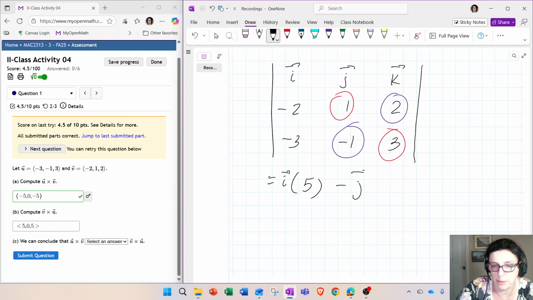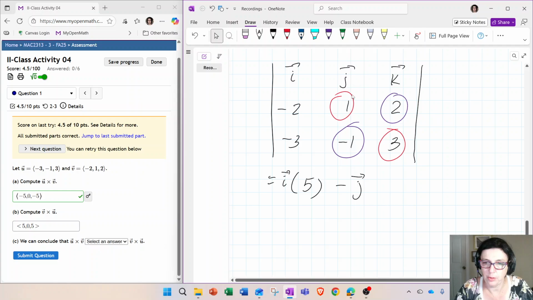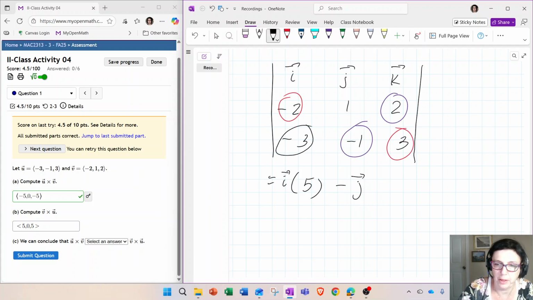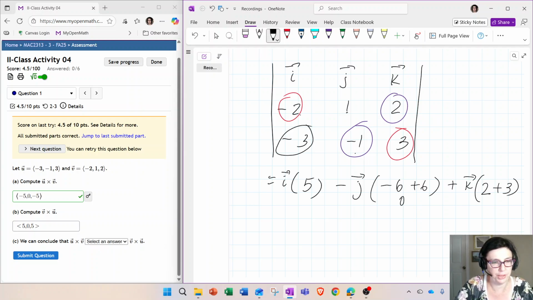Then for the j component, we're going to be multiplying that one with this one, and we have to multiply this one. So this is going to be j, -6 minus minus 6, so that'd be plus 6. So it's 0, just like before. And then for k, you multiply -2 times -1, which is 2, subtract 1 times -3, which is plus 3. So now you see how you get 5, 0, 5.